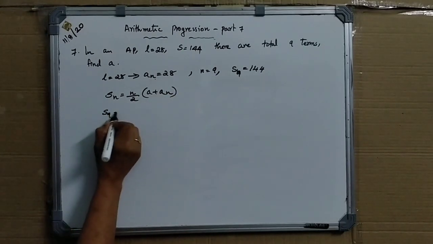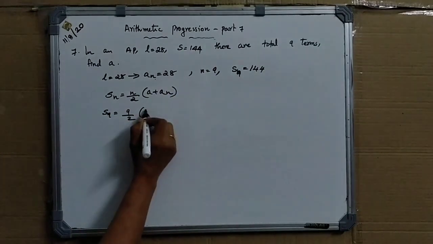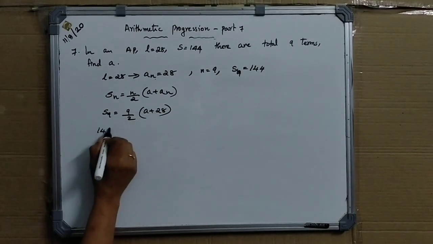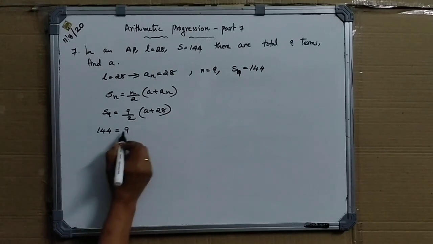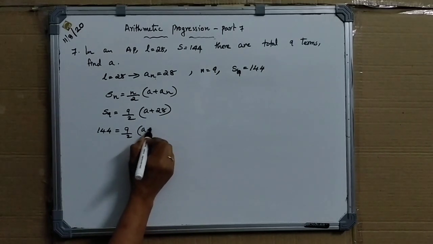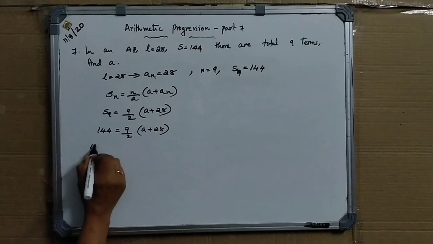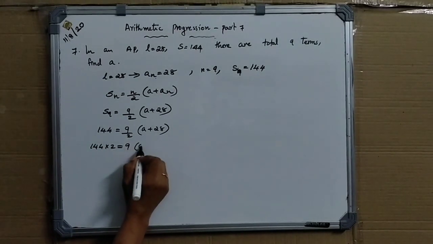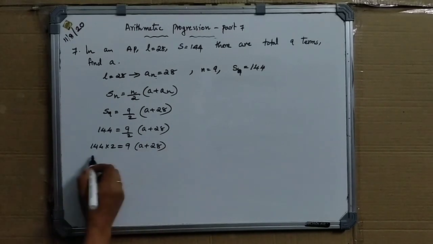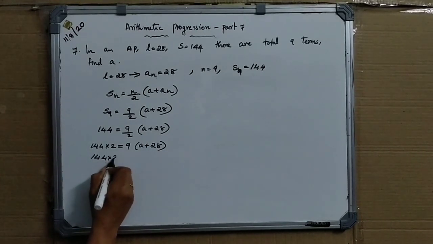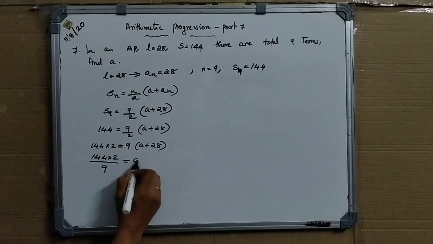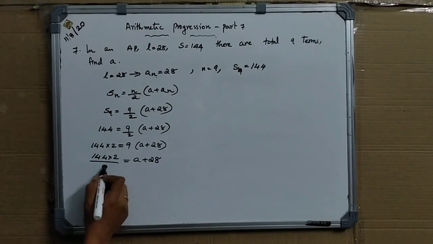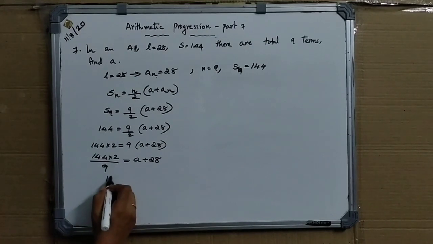So S9 equals 9 by 2 into (a plus 28). S9 we know is 144, equal to 9 by 2 into (a plus 28). 144 into 2 equals 9 into (a plus 28). 144 into 2 divided by 9 equals a plus 28. Now 144 is exactly divisible by 9, so on dividing you will get 16.